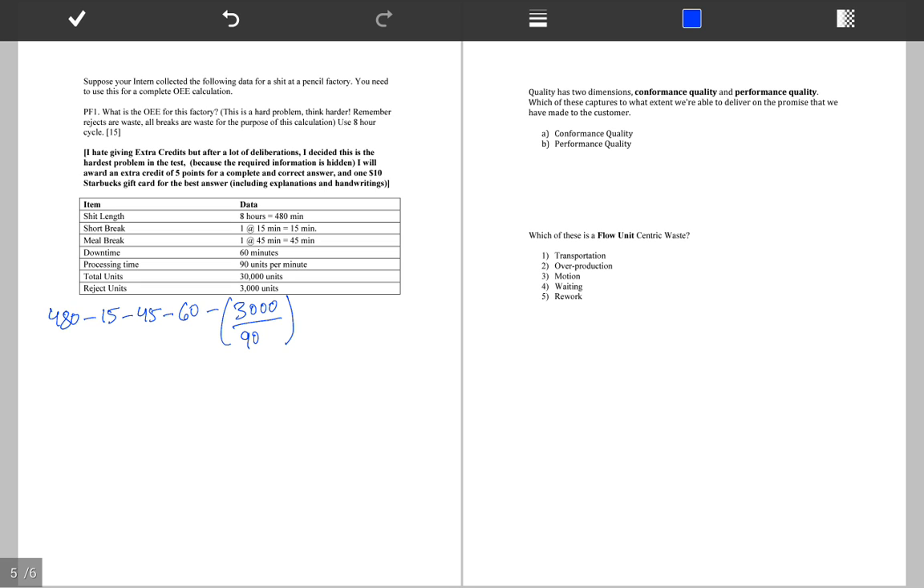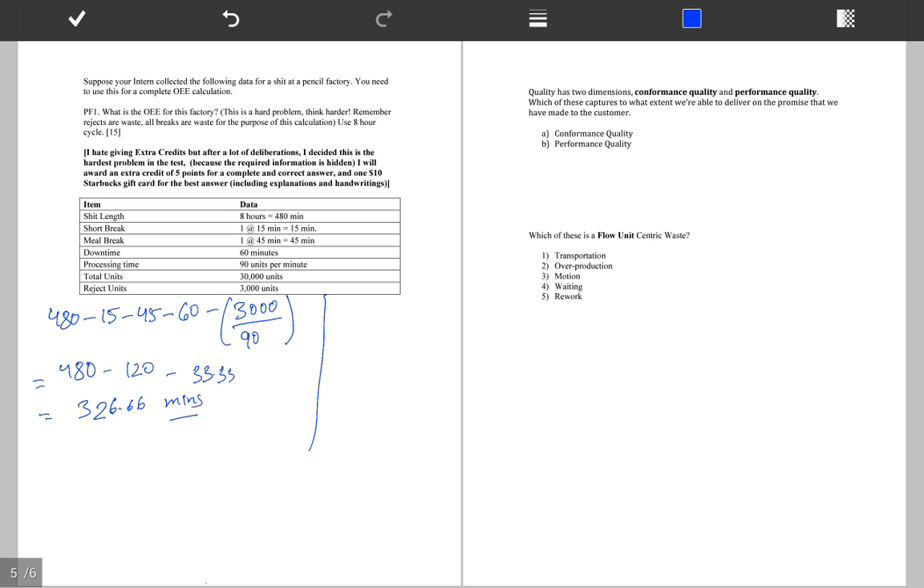But there is something missing, as I pointed out in the question. If this was the case, this would be equal to 480 minus 120 minus 33.33. This would give you 326.66 minutes. But as I pointed out, you're missing something.